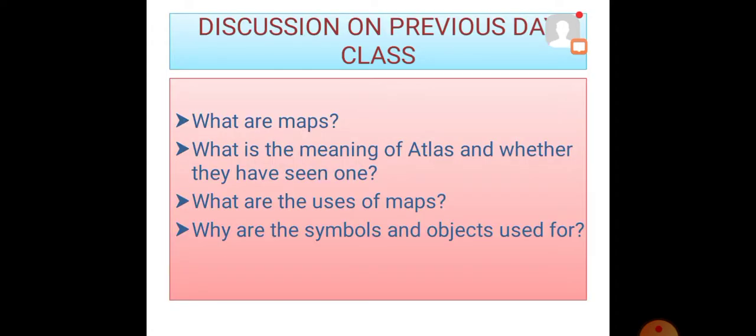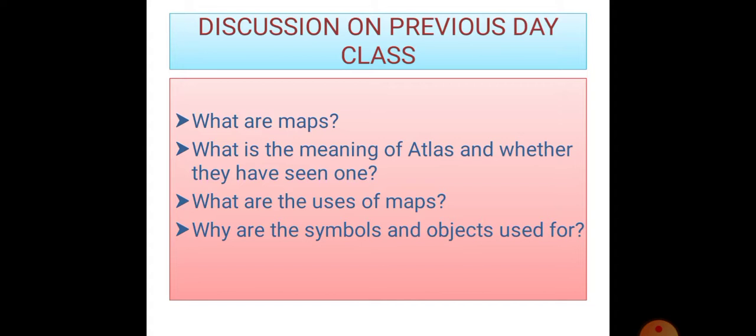Now, last class we talked about maps. What do you mean by map? A map is nothing but a form showing the Earth's surface, right? What is the meaning of atlas? An atlas is something which shows us all the different kinds of maps, which has political map, world map, physical map showing landforms, etc. And I have showed you the atlas as well. I hope you have gone through it on the internet.